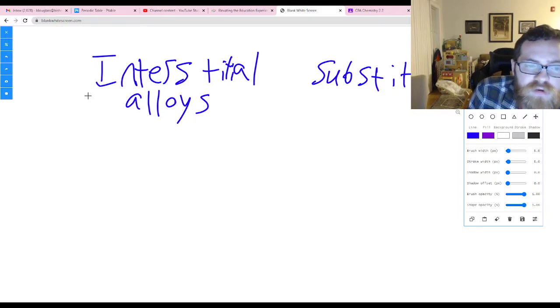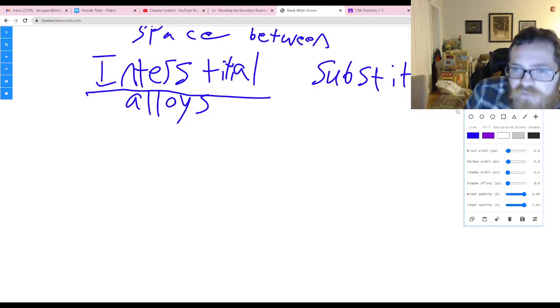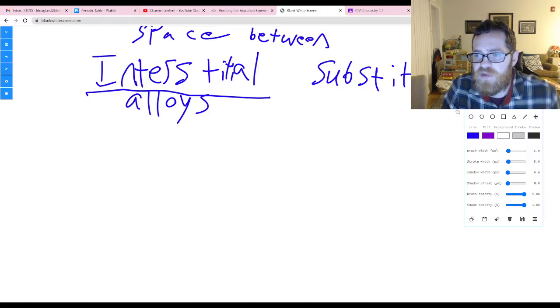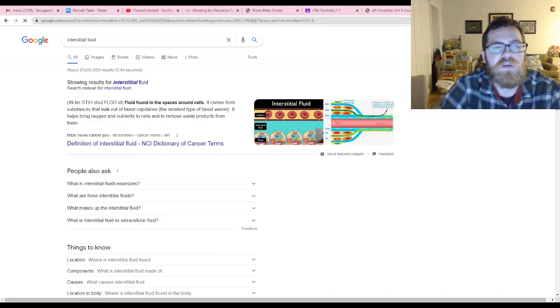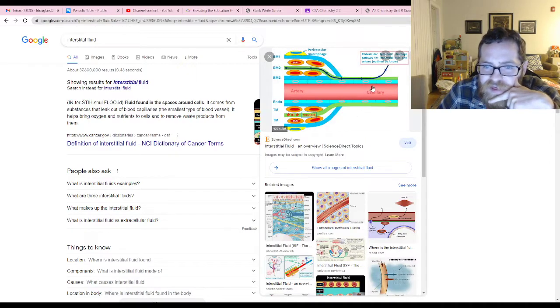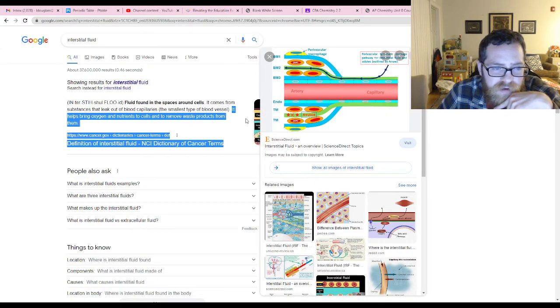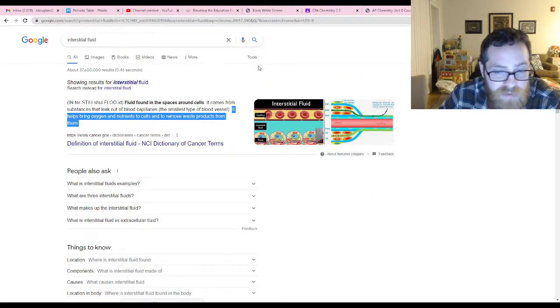So interstitial is a word that means space between. For example, another place we see interstitial is interstitial fluid. Interstitial fluid is a fluid that is found in the spaces in between cells. It helps stabilize cells, as well as bring oxygen, nutrients, and remove waste products. But this isn't biology, and I don't really remember what it does that much.